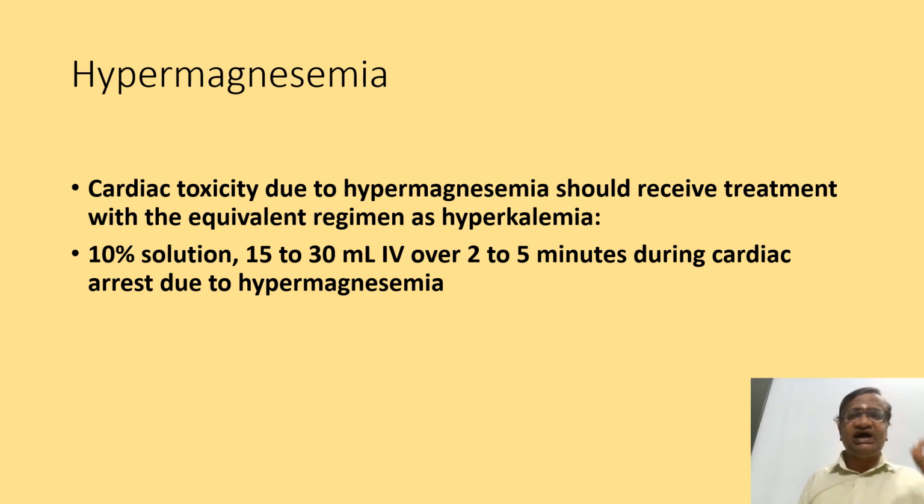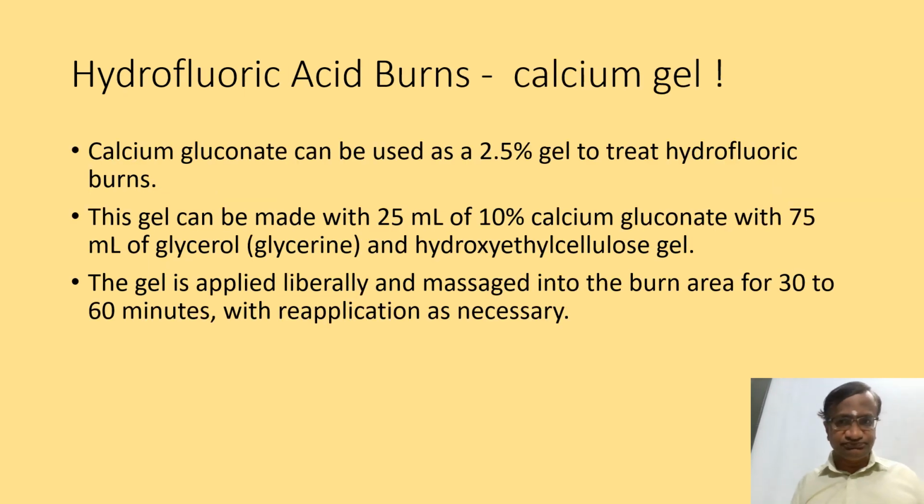Cardiac toxicity due to hypermagnesemia. Again, you see here, the patient is toxic, severe, give a 10% solution, another 10 to 15 ml over a period of 2 to 5 minutes. That should be given. These are all about IV.